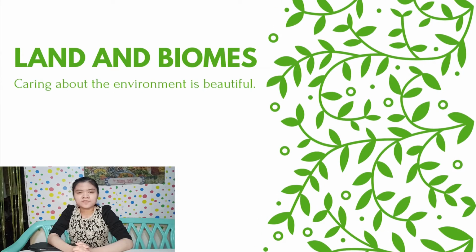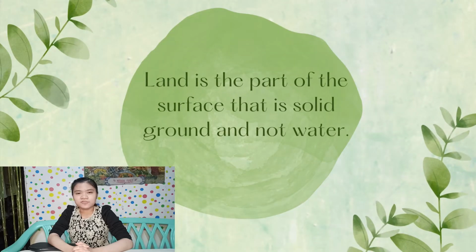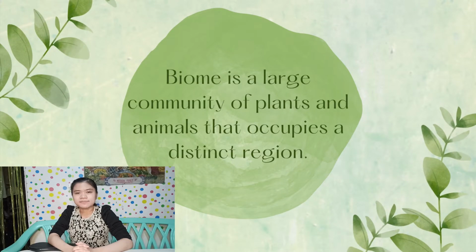A land is the part of the surface that is solid ground and not water. An example of land is the area where you are standing on the ground right now. A biome is a large community of plants and animals that occupies a distinct region. There are two types of biome, terrestrial and aquatic biome.